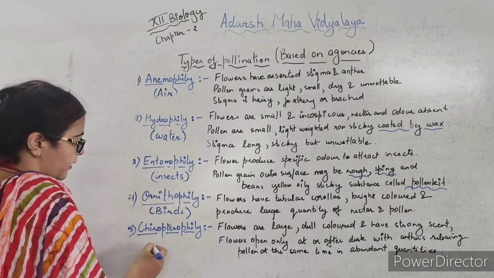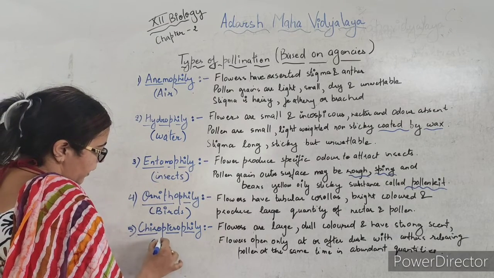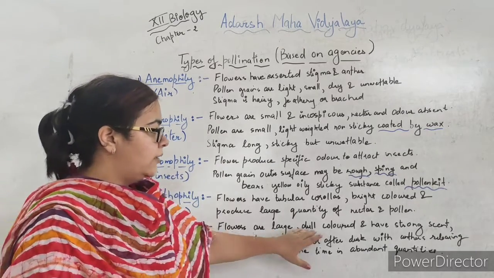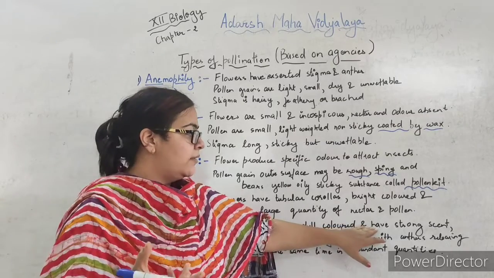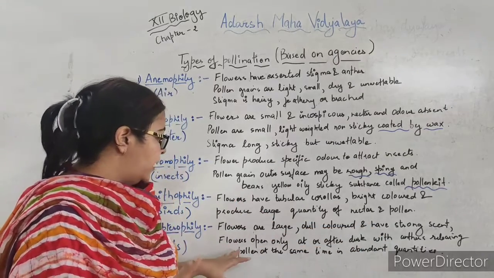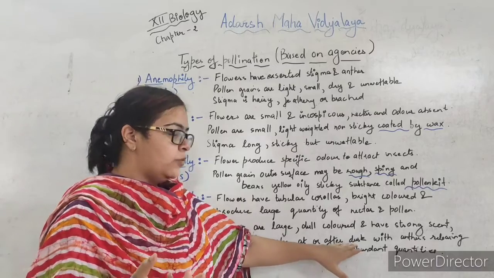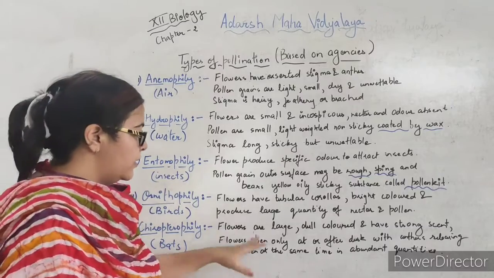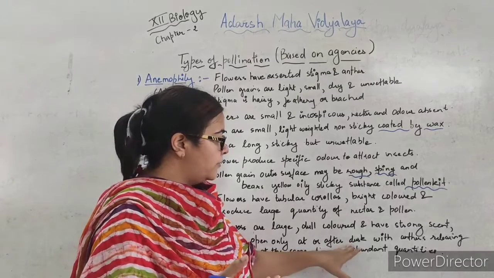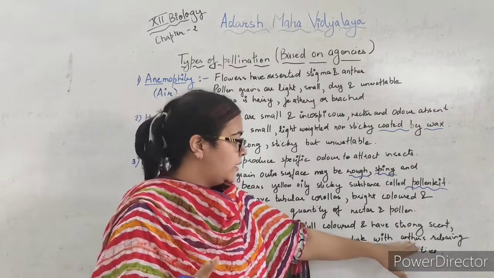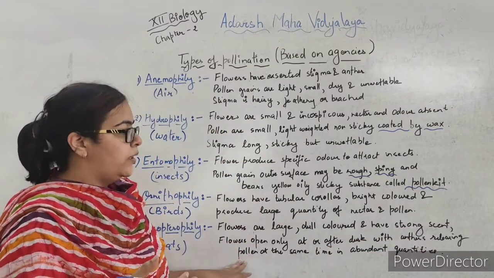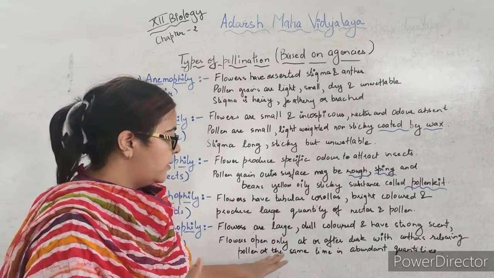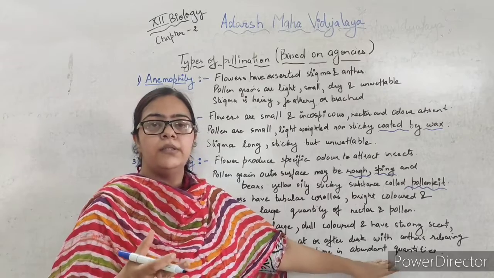And the last one is chiropterophily, that is the pollination by bats. Now these flowers are also large, dull colored, and have strong scent which will attract the bats. Flowers will only open after dusk, as we know the routine of bats, that they are nocturnal animals. So these flowers will also open after dusk, and at the same time the anthers will be releasing pollen, that is the dehiscence of anther will also be there at the same time, and the pollen grains which will be released will be in abundant quantities.